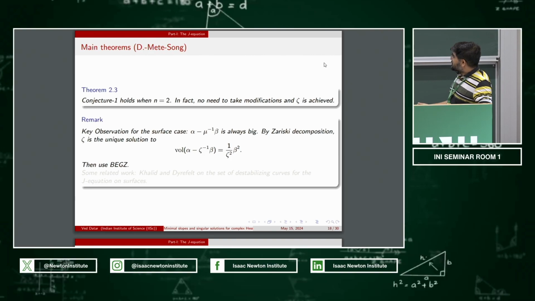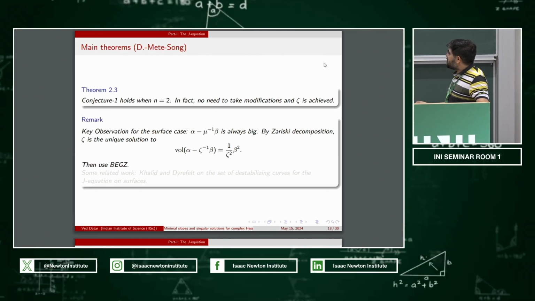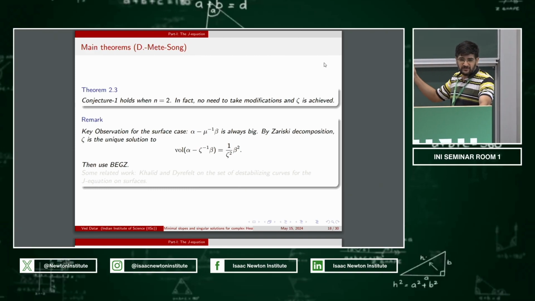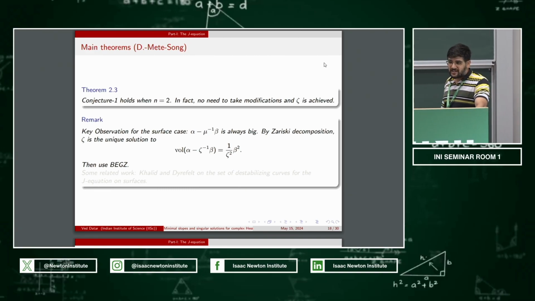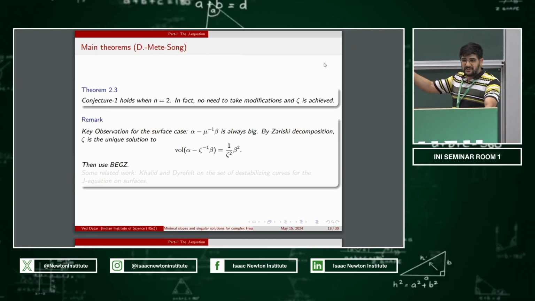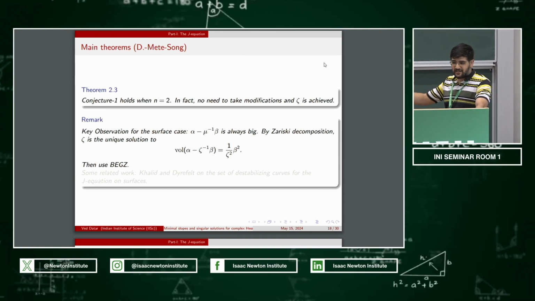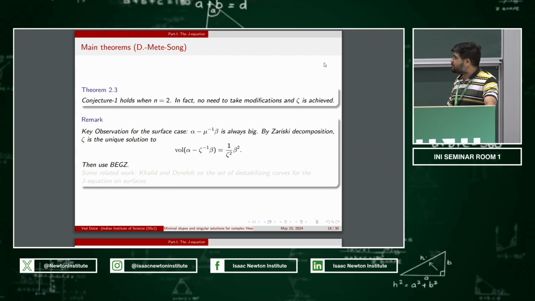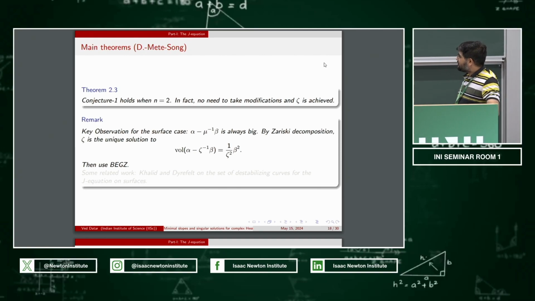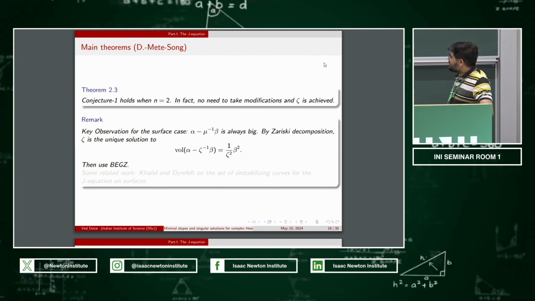But then once you know that this is big, one can use Zariski decomposition to show that the zeta is actually the unique solution to this volume equation. Once you have equality of these volumes, one can try to solve a complex Monge-Ampere equation, because remember in the surface case, the J equation, you can complete squares to reduce it to a complex Monge-Ampere, and then we can just use BGZ, right? So the proof is actually quite easy. It just relies on this main observation that this class is always big.